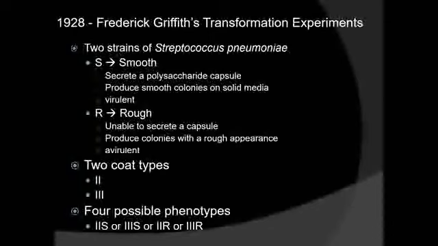The first landmark experiment was performed by Griffith, and they are famous as Griffith's transformation experiments. He used two strains of a disease-causing bacterium named Streptococcus pneumoniae, which causes pneumonia. This bacterium comes in two forms: one is virulent and one is avirulent. The virulent, or pathogenic, strain is so because of the presence of a capsule, and therefore we call it a smooth strain because it produces smooth colonies on solid media.